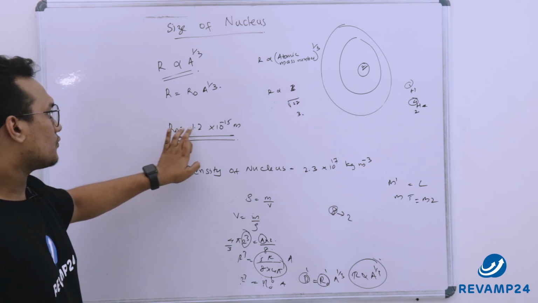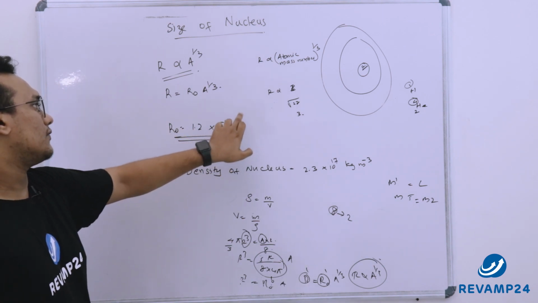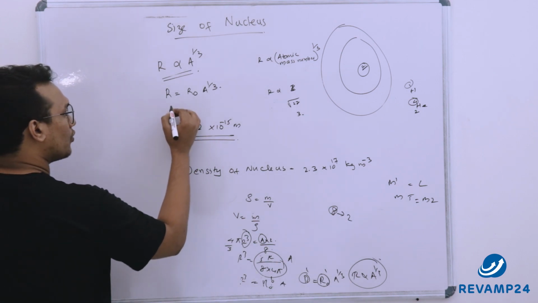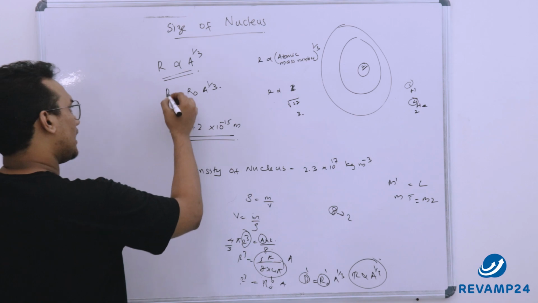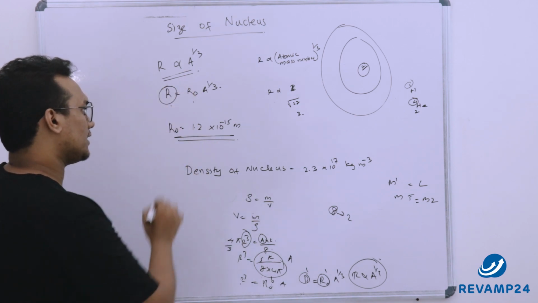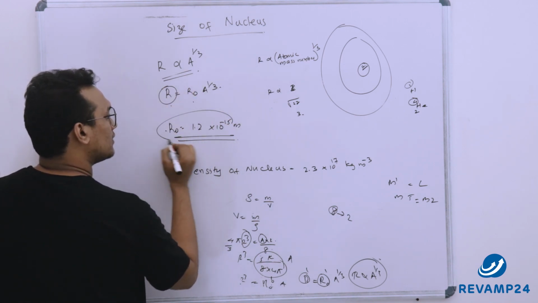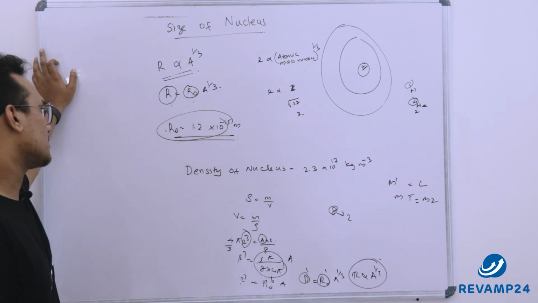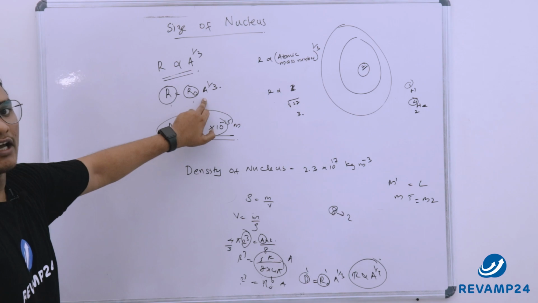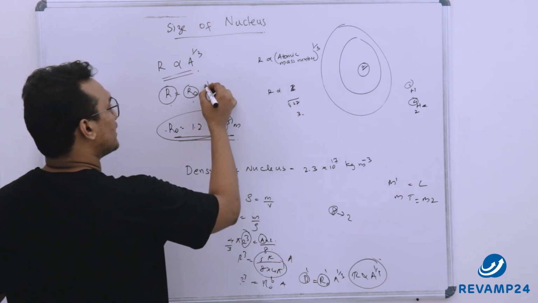Now r0 is 1.2 into 10 power minus 15 meters. I told you, right? Now both will be the same physical quantities, because r is measured in meters, and even r0 is measured in meters. Both are in the same dimensions. Okay. A has no dimension. Why? Because this is a number.